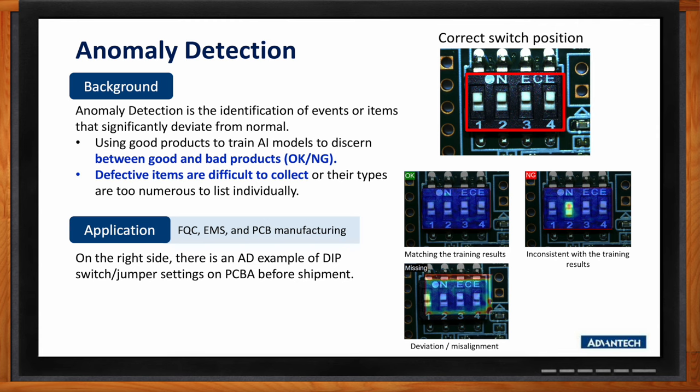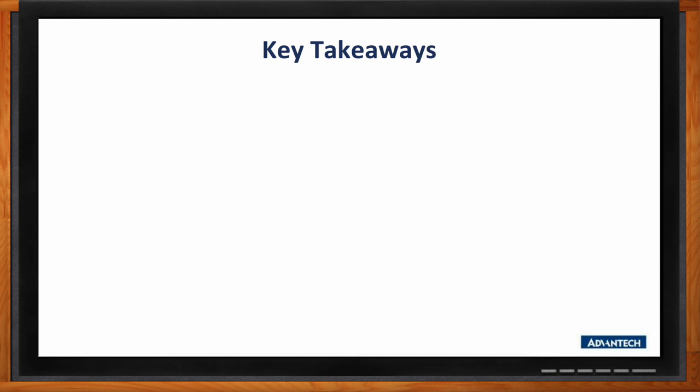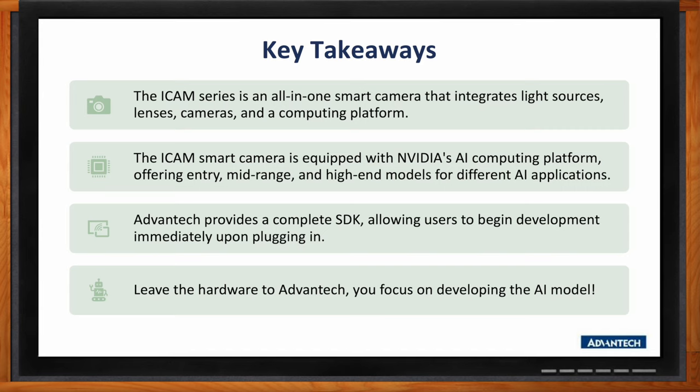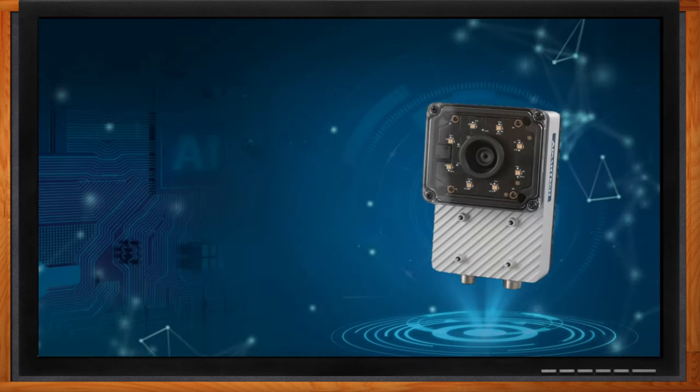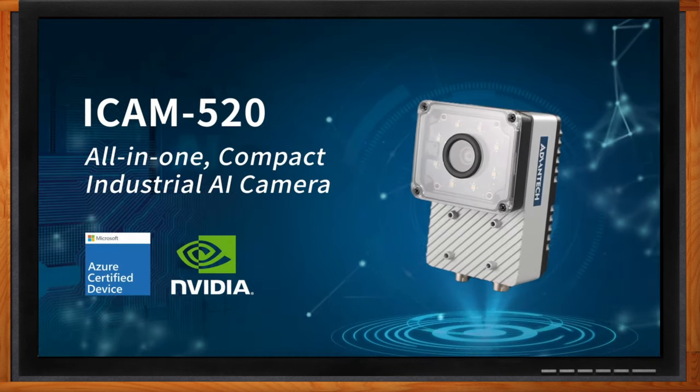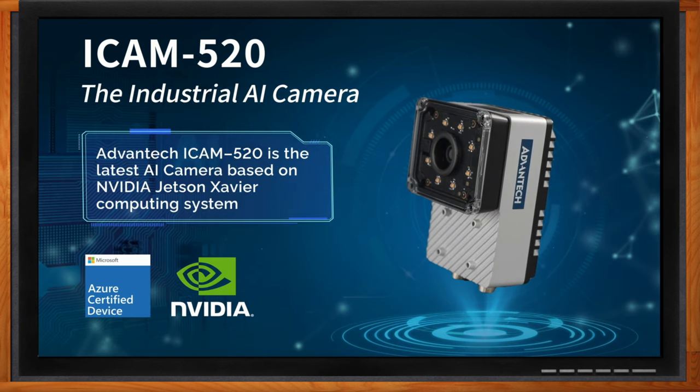So, Ryan, what would you like my audience to take away from today's presentation? The iCam series is an all-in-one smart camera that integrates light sources, lenses, camera, and a computing platform all in one. The iCam smart camera is equipped with NVIDIA's AI computing platform, offering entry-level, mid-range, and high-end models for different AI applications. And Advantech provides a complete SDK allowing users to begin development immediately upon plugging in. What that means is you leave the hardware to Advantech and you focus on development of the AI model. Along with the key takeaways, I wanted to leave you with a highlight video of our iCam 520.